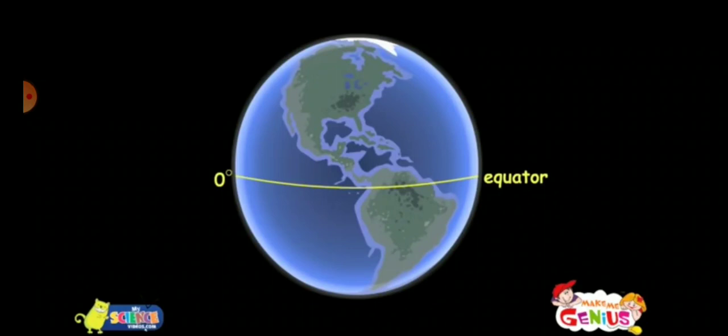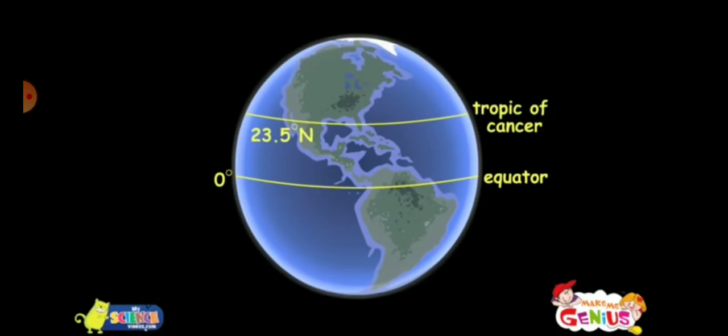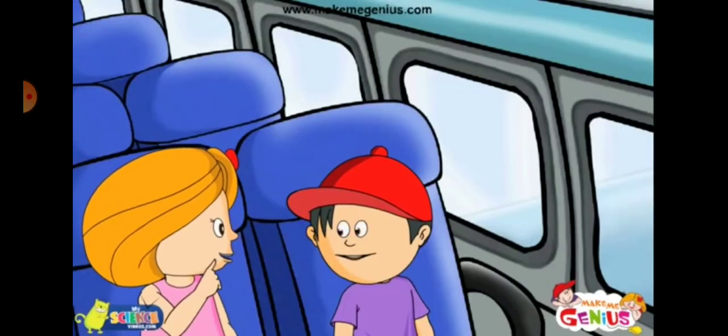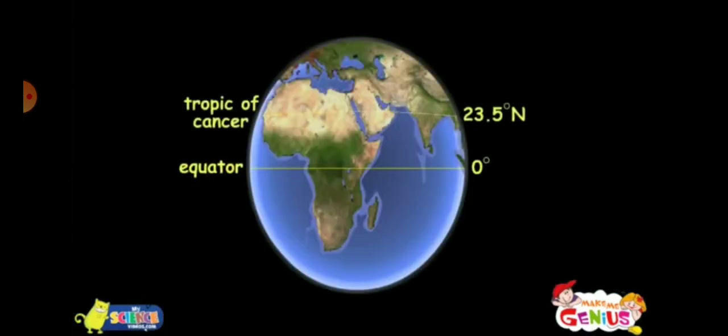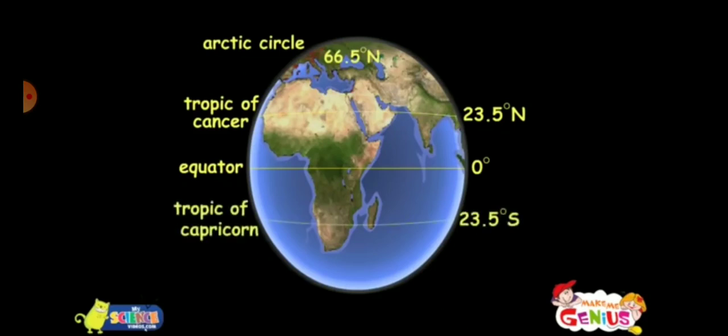There are several other significant lines of latitude. The Tropic of Cancer and Arctic Circle are to the north of the equator, and Tropic of Capricorn and Antarctic Circle to the south of the equator. You are absolutely right. And do you know at what degree they lie? No. Tropic of Cancer is 23.5 degrees north of the equator and Arctic Circle is 66.5 degrees north of the equator. Tropic of Capricorn is 23.5 degrees south of the equator and Antarctic Circle is 66.5 degrees south of the equator.